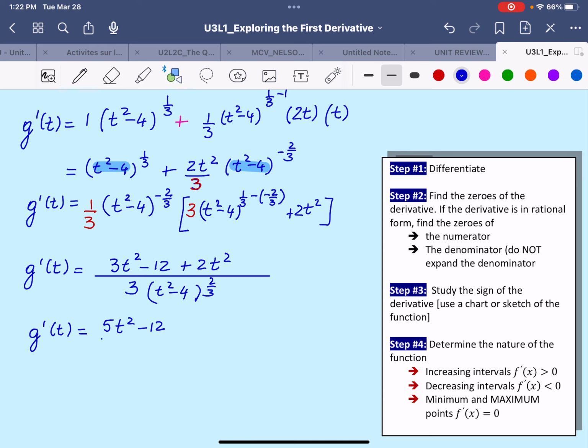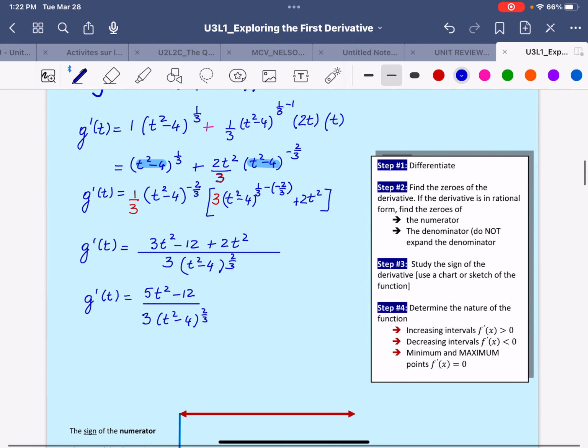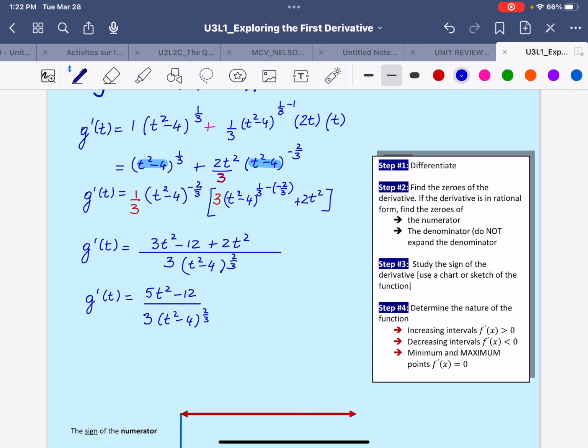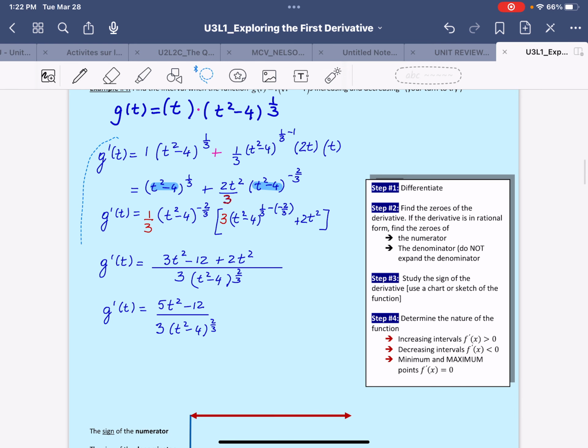And all of it would be over 3 times (t squared minus 4) to the power of 2 over 3. So as you can see, we ended up with a derivative that is in rational form. And what that means is that to study the sign of it, we need to find the zeros of both numerator and denominator.